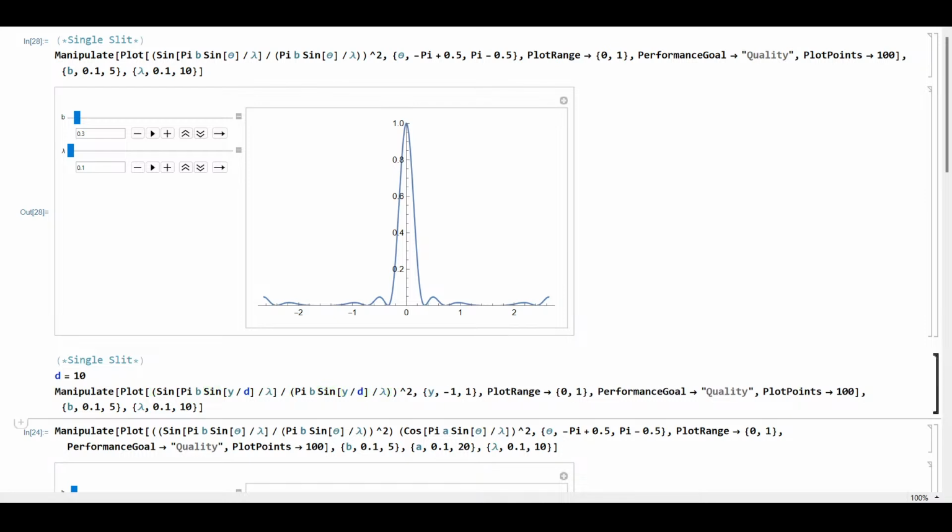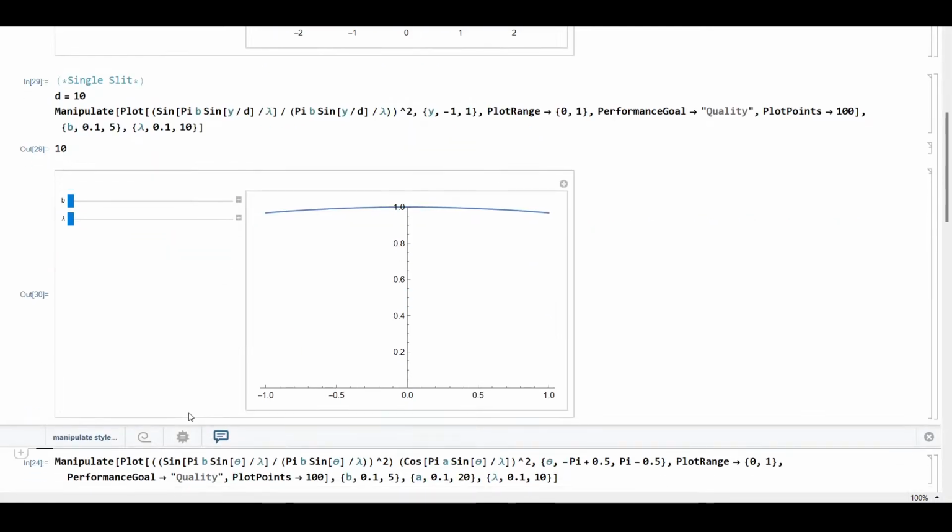Okay, let's try this. So you see, as I'm increasing my slit width, the pattern becomes narrower and narrower and narrower. See, this is much better actually. And if I increase the wavelength, then the pattern becomes broader and broader. Okay. And if I decrease my slit width, then the pattern becomes broader. And on top of it, if I increase the wavelength, even broader. And if the slit width is very small and the wavelength is very large, then you see almost uniform illumination.